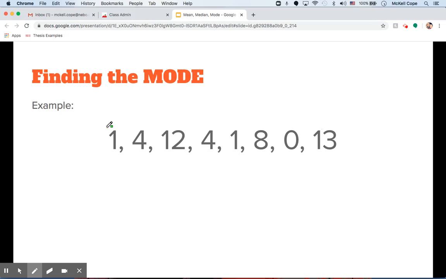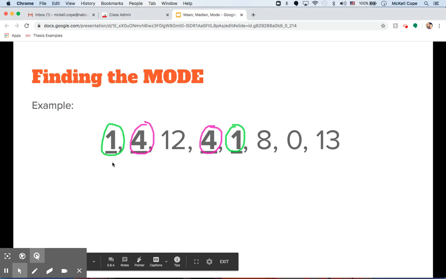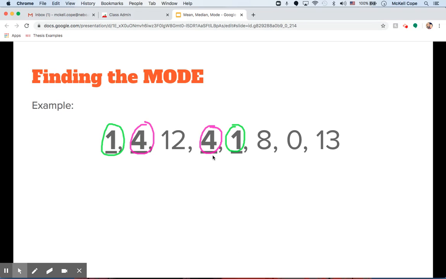It looks like I have the number 1 that appears twice. And I also have the number 4 that appears twice. And all the other numbers only appear once. So in this case, I have 2 modes, which is 1 and 4. So I have 2 modes in this case. And that does happen from time to time.